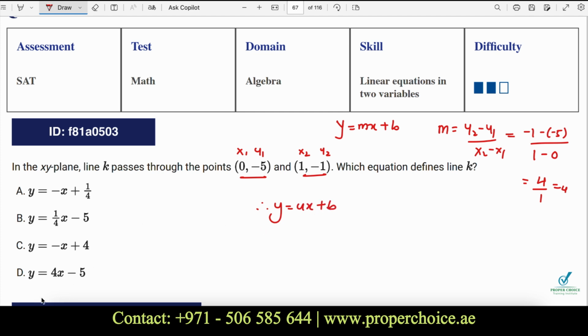Now which option do we have? y equals 4x. Without knowing the value of b, I can see that there is only one option with the slope to be 4. Then I should go with option D. In case there is another option with the slope 4, then you have to find the b value by substituting any pair of coordinate points. You can substitute either this one or this one. Also note that the y-intercept is the point where the value of x is 0. So negative 5 itself is the y-intercept. So we go with option D.